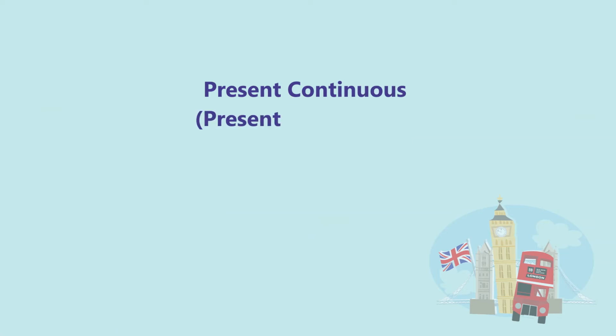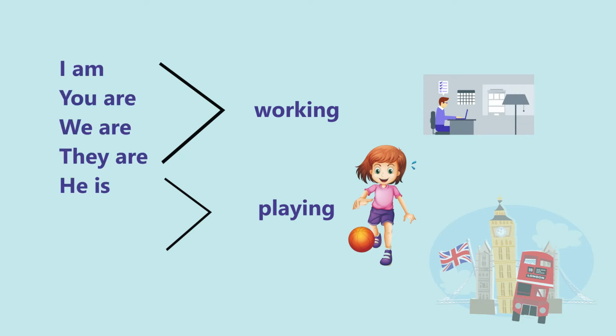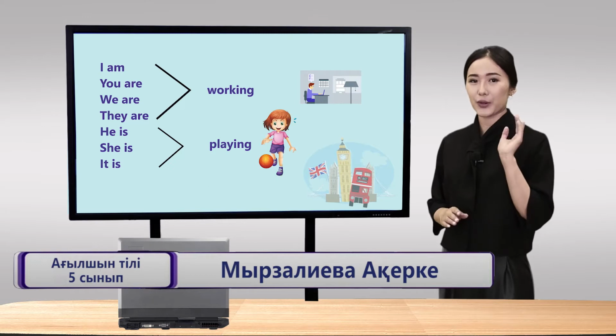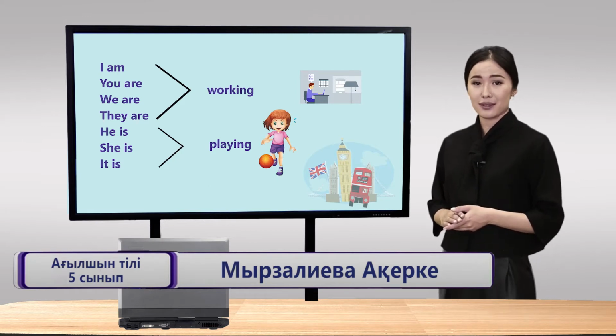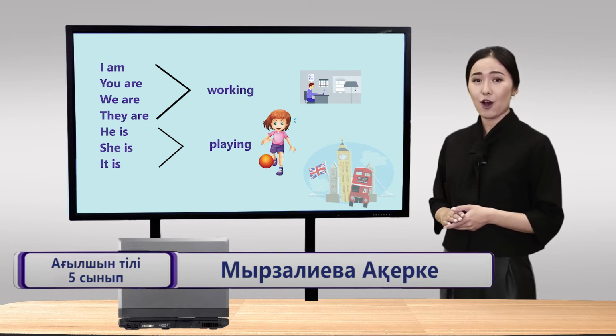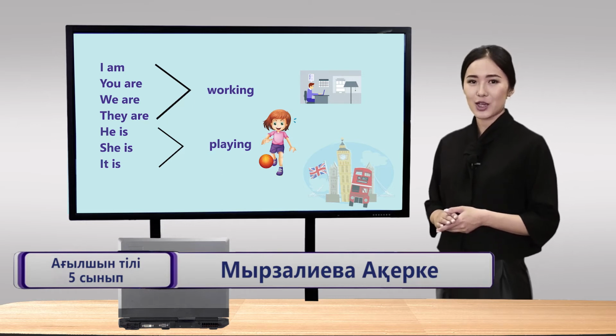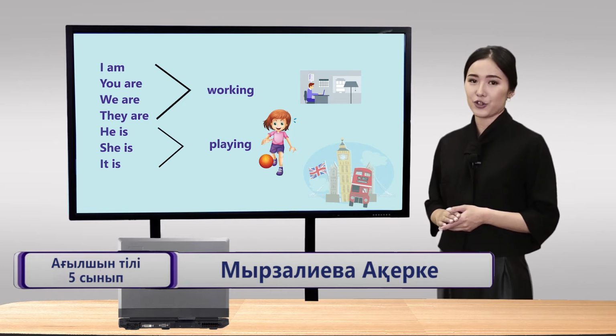This tense is used to describe an action that's happening right now. For example, I'm teaching English and you are studying English right now. And also you are listening. And how do we actually form this tense? We form it by using the subject like I, you, we, they, also he, she, it, plus the verb to be plus verb plus ing.